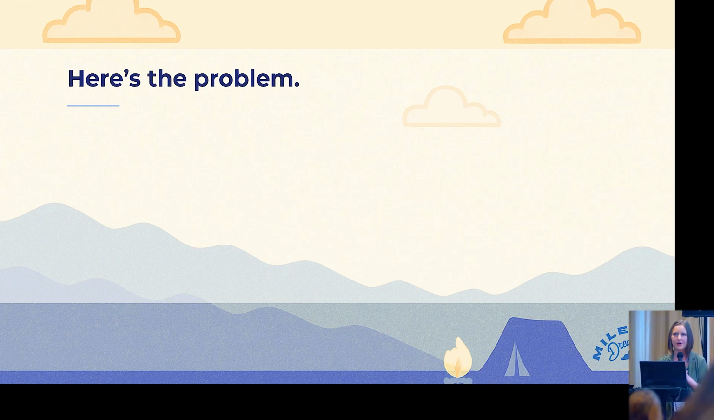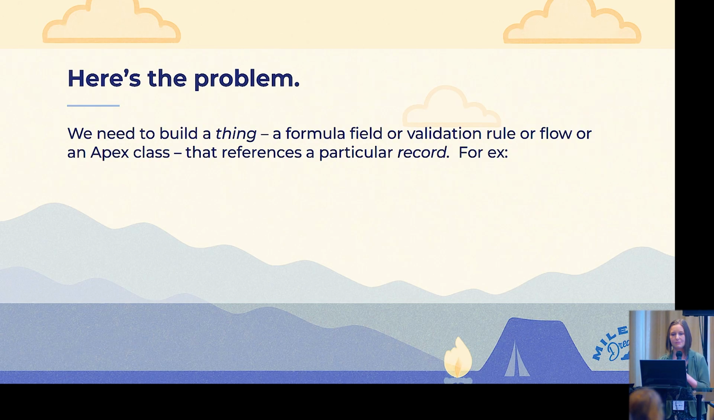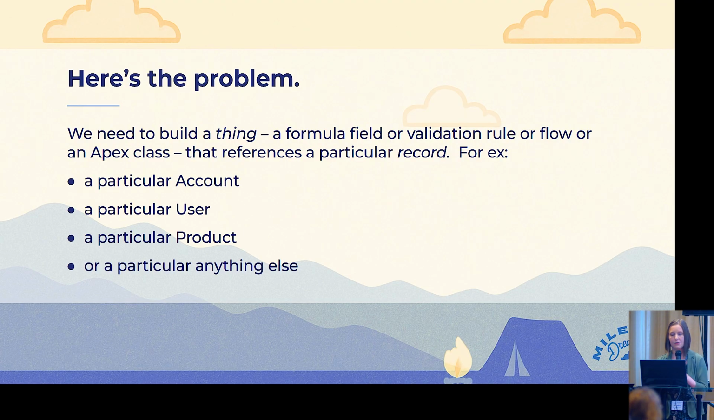Here's the problem we're trying to solve today. We need to build a thing, and that thing might be a formula field, a validation rule, a flow, or an Apex class. But it needs to reference a particular record. It might need to reference an account, a user, a product, or anything else. It actually doesn't matter what kind of record we need to reference. It could be a custom object. We just need to reference a specific record.